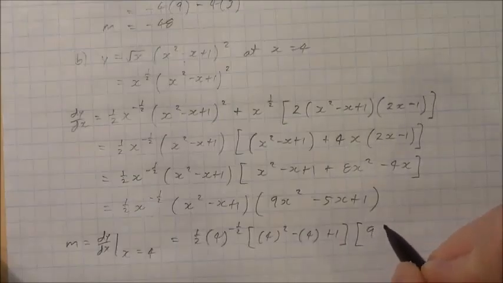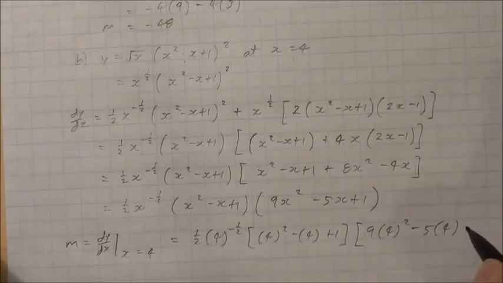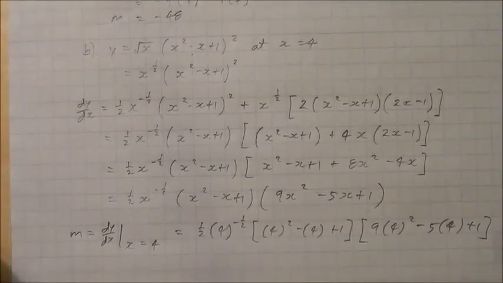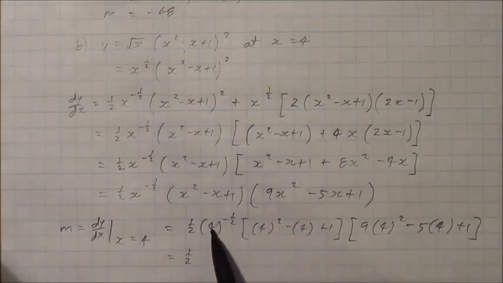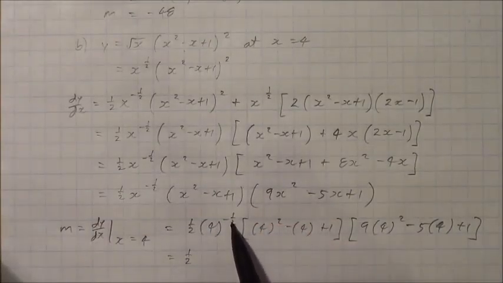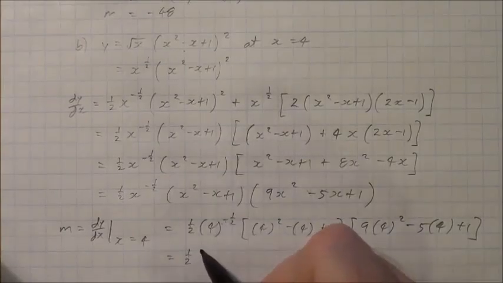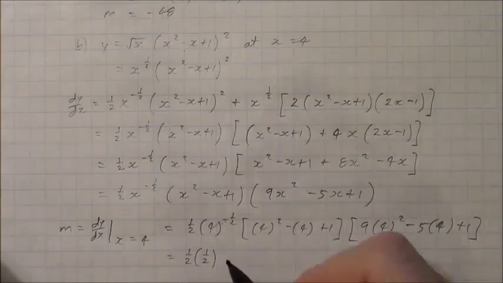And then I'll have 9 times 4 squared minus 5 times 4 plus 1. Now we'll do a little bit of mental math here, hopefully. So we got a 1/2, and so the 1/2 is obviously the square root, and that answer is going to be in the denominator, so the square root of 4 is 2, and we get the reciprocal with the negative exponent, so that leaves me with 1/2.